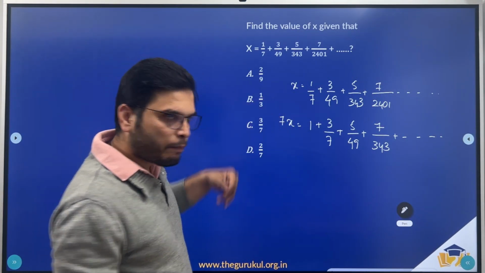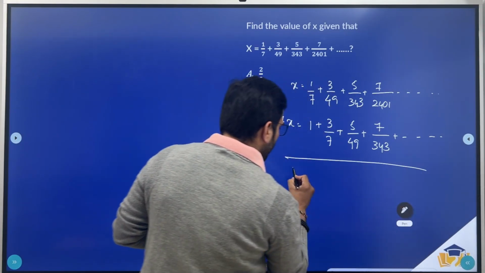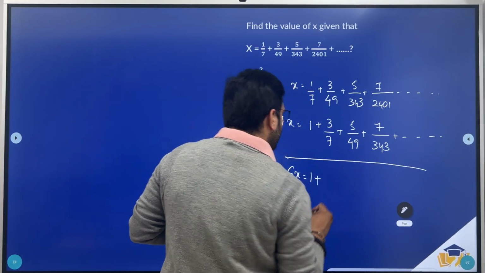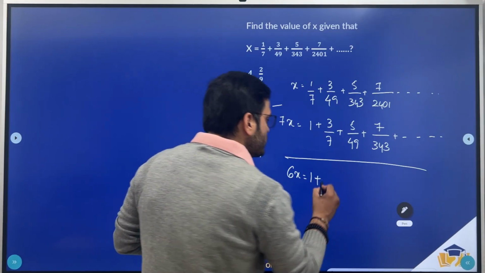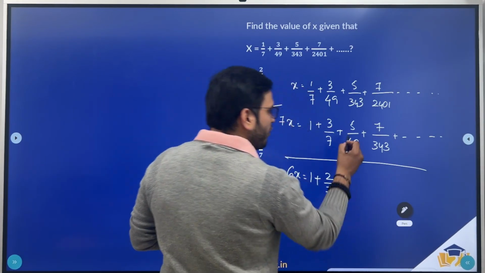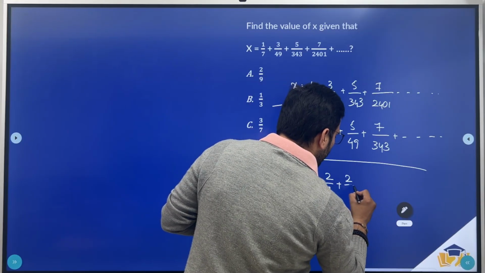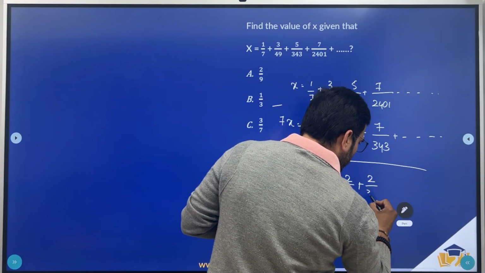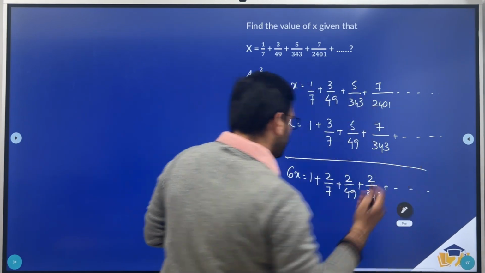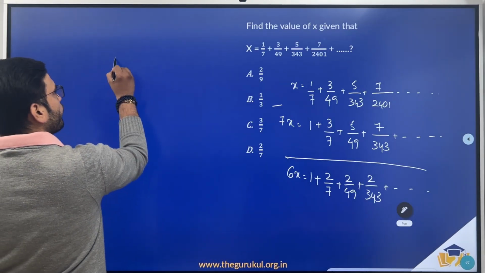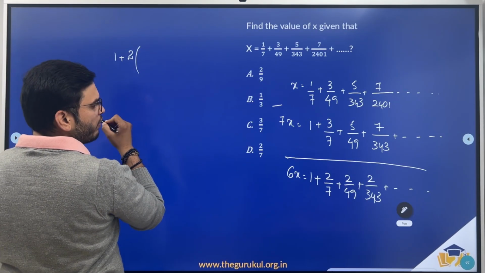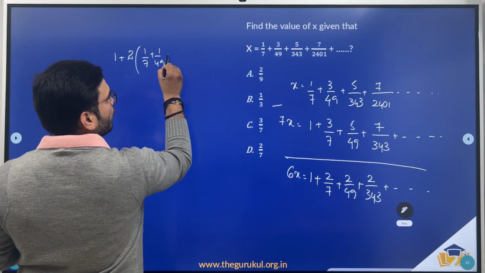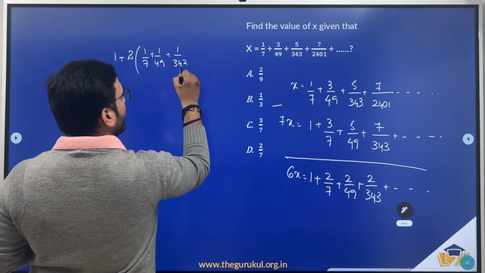Now if I subtract 7x minus x, we will be having 6x, which would be nothing but 1 plus 3 by 7 minus 1 by 7, 2 by 7, plus 5 by 49 minus 3 by 49, 2 by 49, plus 7 by 343 minus 5 by 343, 2 by 343, and so on. Right. So let me write this as 1 plus, let me take 2 common. You will be having 1 by 7 plus 1 by 49 plus 1 by 343 and so on.